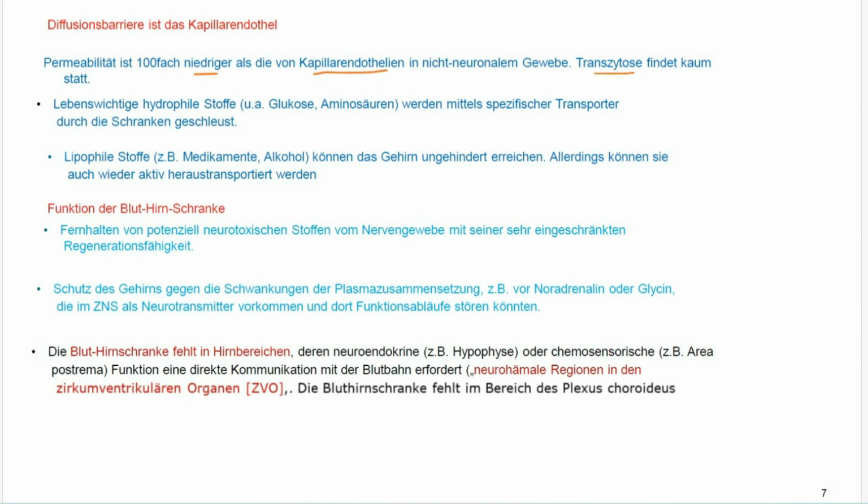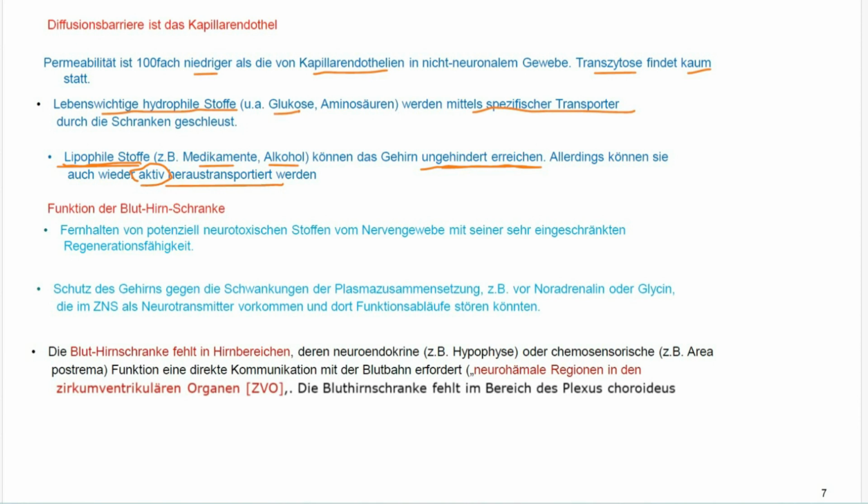Astrocytes barely pass, but still the important stuff, vital substances like glucose and amino acids, gets through with specific transports. Lipophilic substances such as drugs or alcohol can reach the brain unhindered, without obstruction. Then they can also be actively transported back out.